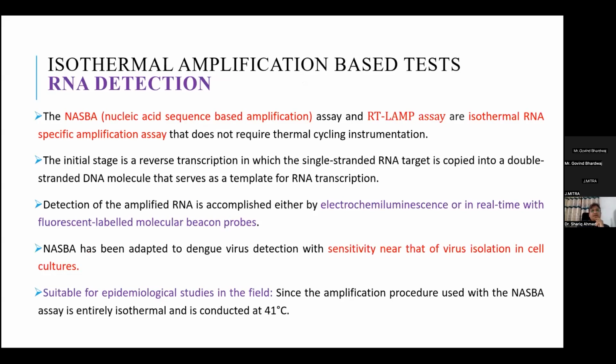The second molecular method is the isothermal amplification based test. There are 2 isothermal based amplification tests, NASBA, nucleic acid sequence based amplification, and the RT-LAMP assay. These are known as isothermal because they do not utilize the change in temperature for multiplication like in conventional PCR, but they do the multiplication at a constant temperature. So they can also be suitable for epidemiological purposes in the field. Like NASBA, it is an entirely isothermal process done at 41 degrees Celsius.